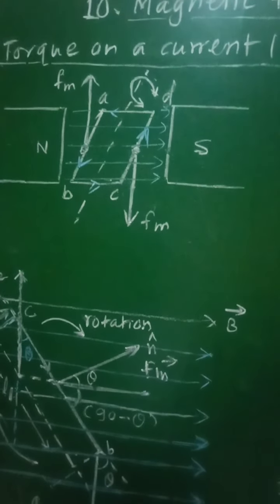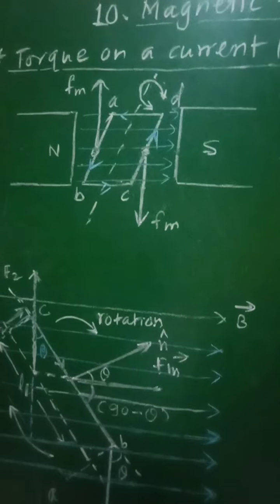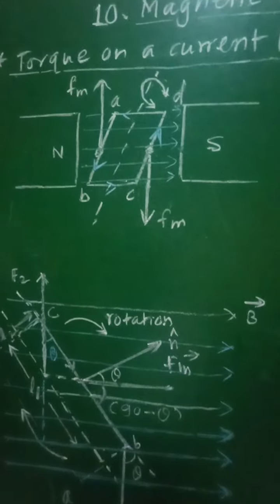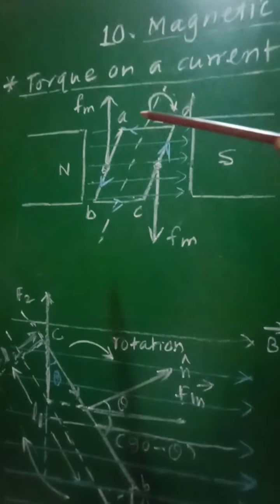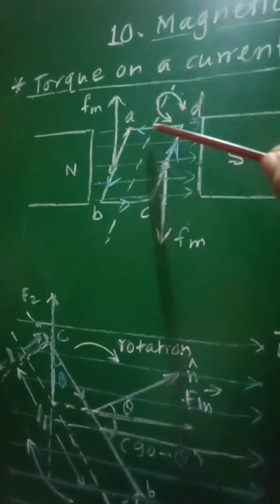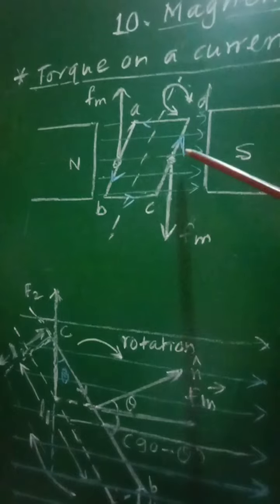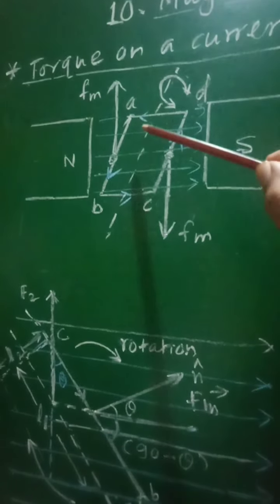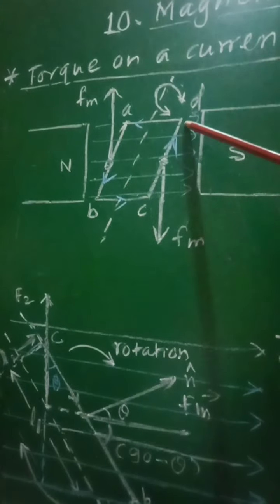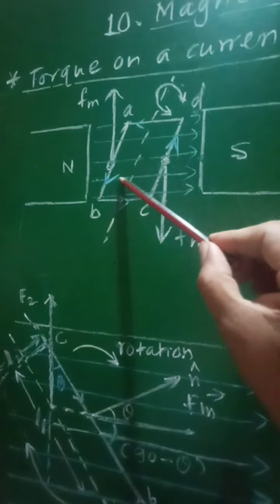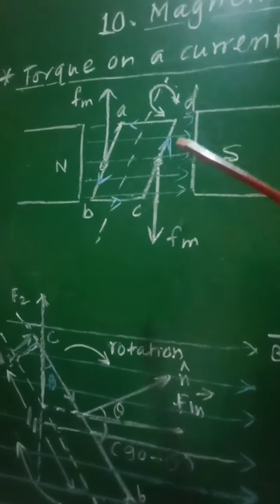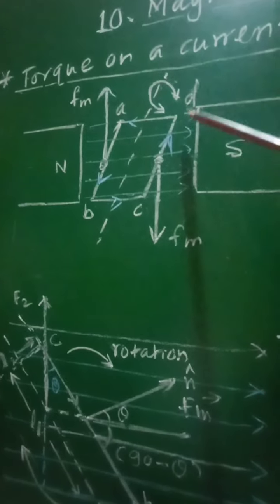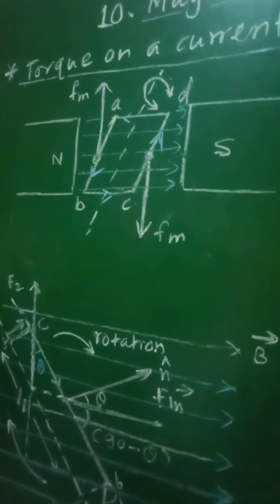So in order to find the torque, first of all we will have to calculate the forces acting on that rectangular loop. Therefore, let us consider ABCD as the rectangular loop which is placed in the magnetic field B such that the sides AB and CD will be perpendicular to the direction of magnetic field, and the sides BC and AD will be parallel to the direction of magnetic field.